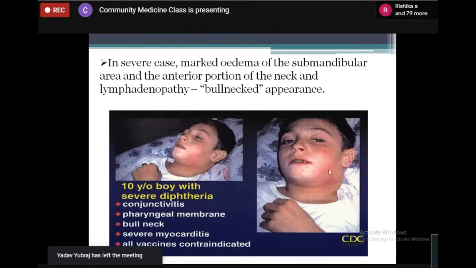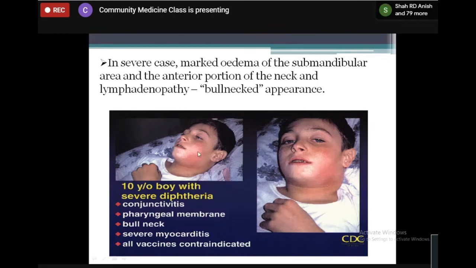Bull-necked appearance, like the neck of a bull, because it becomes very large and swollen. The submandibular area and anterior portion of the neck will be swollen up, and the lymph nodes in the anterior neck regions and the submandibular lymph nodes will all be swollen up. Okay, and it will give the bull neck appearance. So this is a child with severe diphtheria.